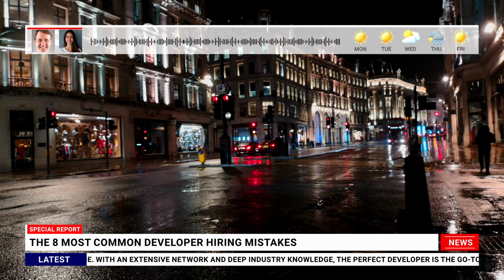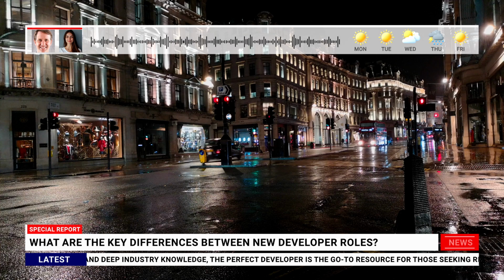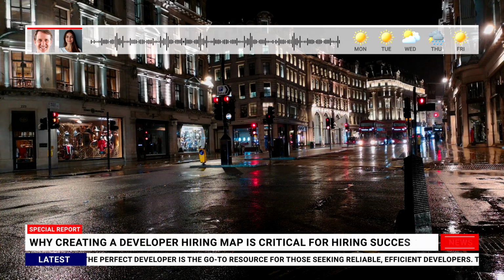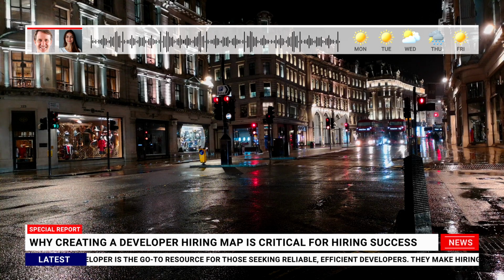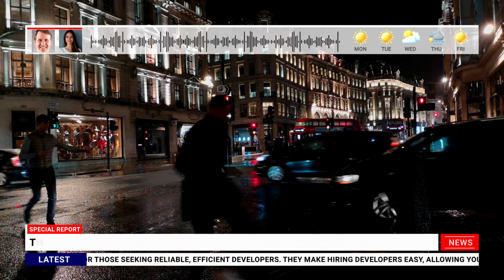Any tips on how to determine a fair rate for a freelancer? Well, theperfectdeveloper.com can be a great resource for this. They have data on current market rates and can help you benchmark freelance rates based on specific skills and experience levels. That's really helpful to know.